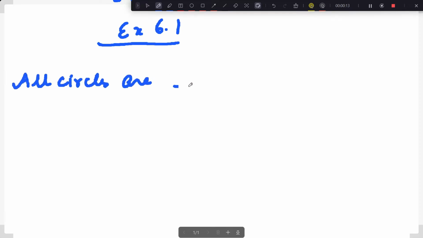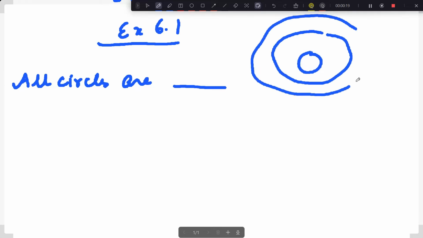So let's look at some questions. Looking at exercise 6.1, it says that all the circles are blank, similar or congruent. So we know circles could be of different radii, right? So they are all similar. Now, they are not congruent, but supposing there are two circles with the same radii, then they are congruent.